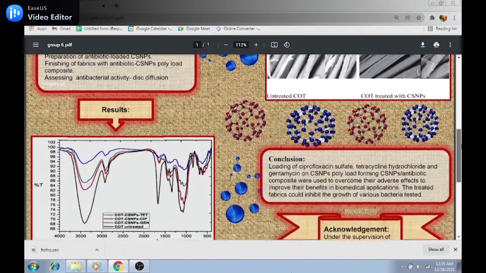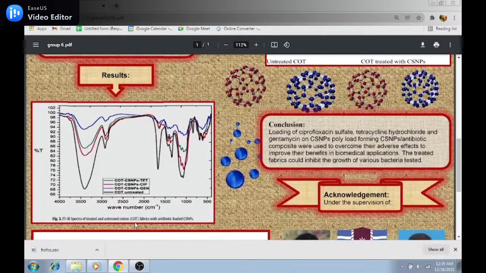In the results, we are looking at the FTIR spectra that show the presence of all these three antibiotics loaded in the chitosan-based nanoparticles on the cotton sample. Black peaks show the presence of untreated cotton fabric contents. Red ones show the chitosan-based nanoparticles containing ciprofloxacin, green ones containing tetracycline, and blue ones containing gentamicin. Why am I saying that here cotton is present? Because we know that cotton contains 96% cellulose.